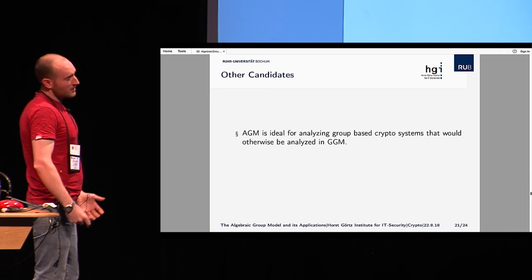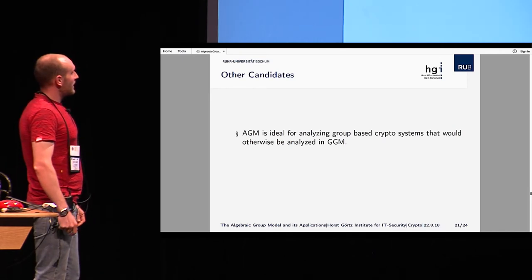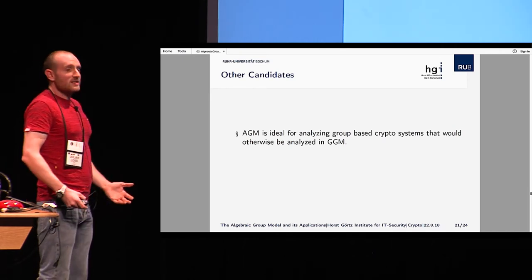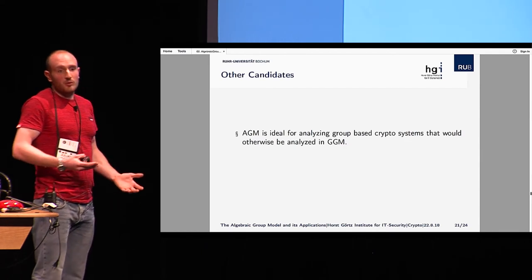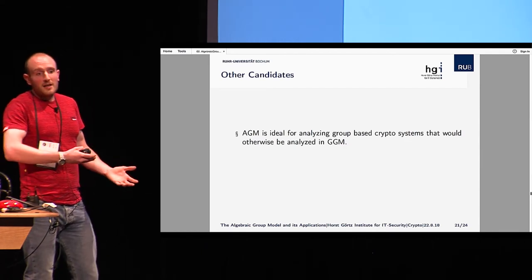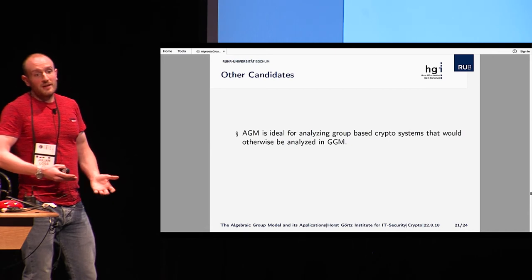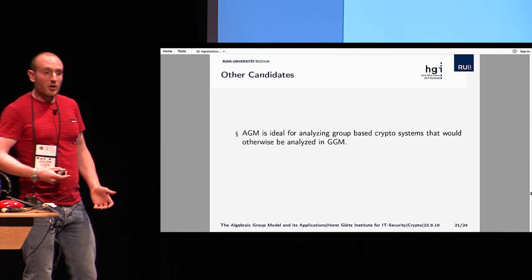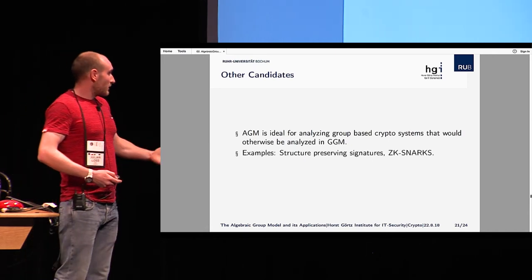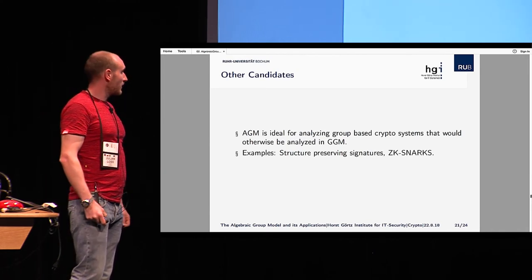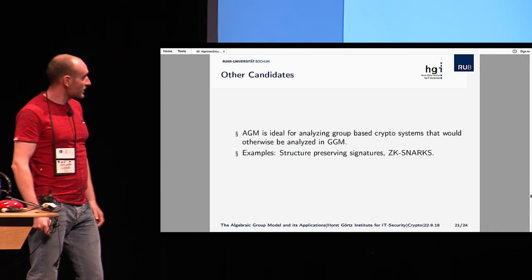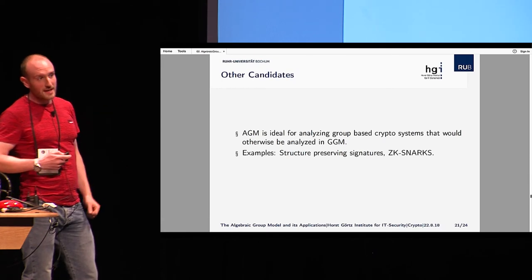Okay, so some other candidates that we could analyze are basically any kind of candidates that we would now analyze in the generic group model. So if instead you can analyze them in the algebraic group model, then it's actually good because you're proving something stronger. Okay, and so ideal primitives to analyze here would, of course, be structure-preserving signatures or also, like in the last slide, zero-knowledge SNARKs.